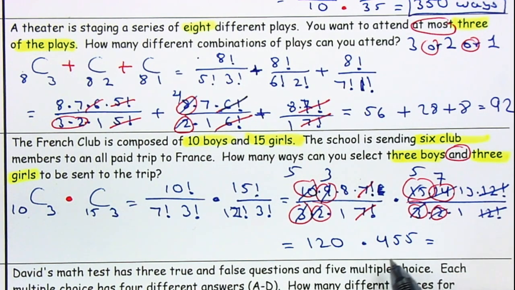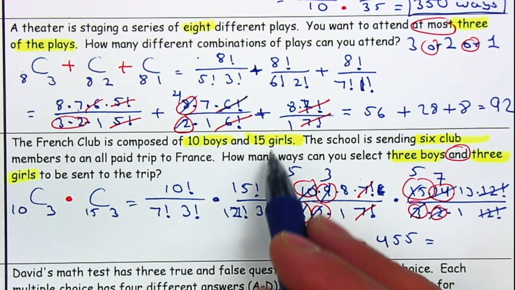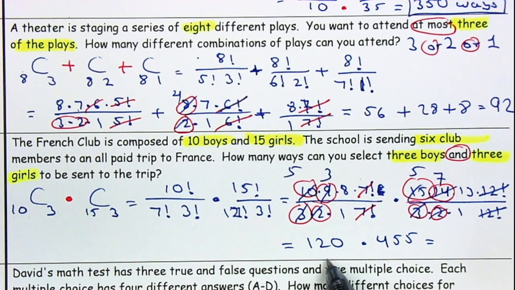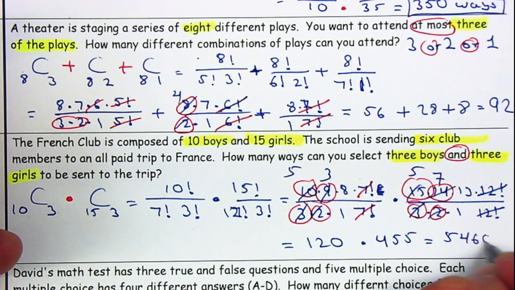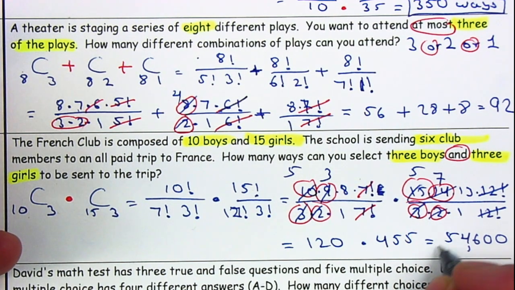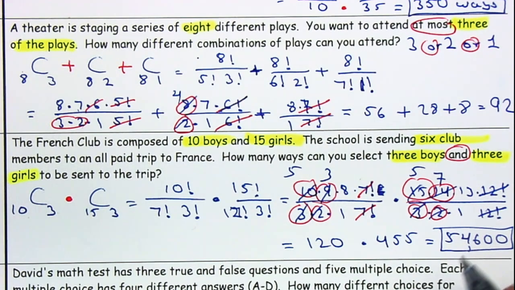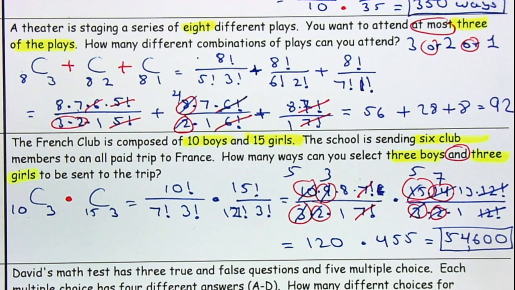So there's 455 ways that you can select 3 out of those 15 girls, 120 ways that you can select 3 out of those 10 boys. If we multiply together, that'll be 54,600 ways. Now let's work on the next process.